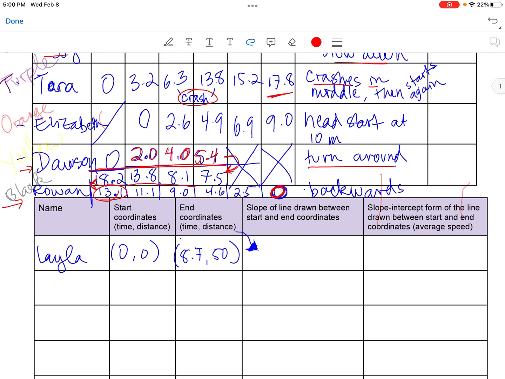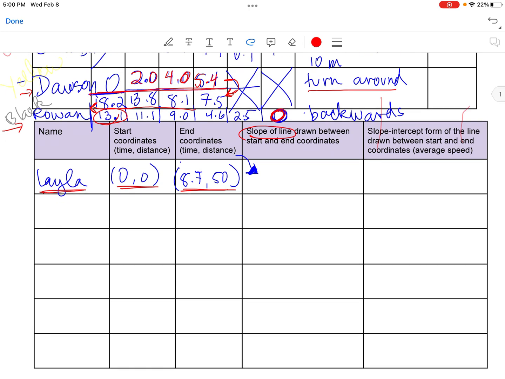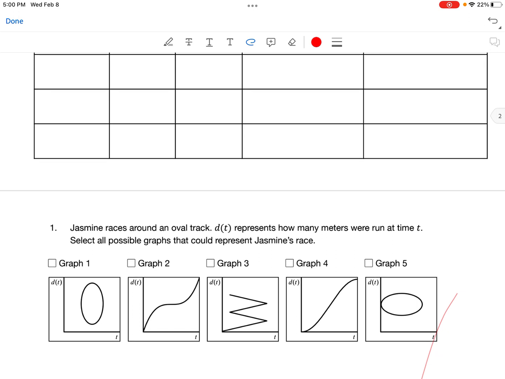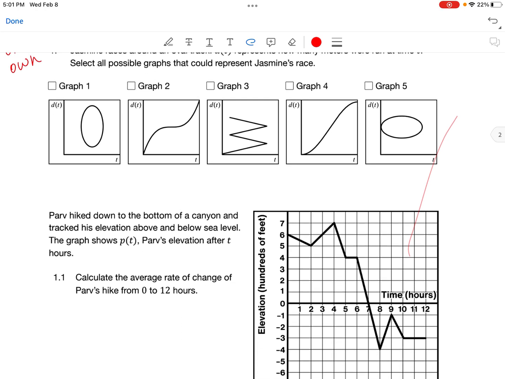So down here, you can write the people's names again, write their starting coordinates and their ending coordinates, and we'll look at this in a minute. Slope of the line drawn between the start and end coordinates. So let's go to the graph. This page you'll do on your own. It's just some practice problems.